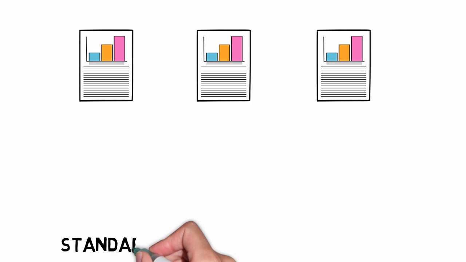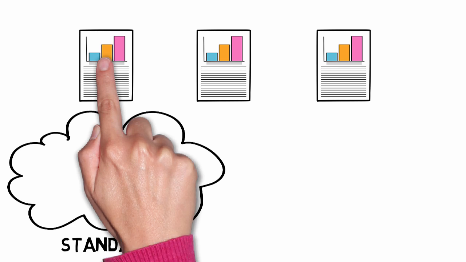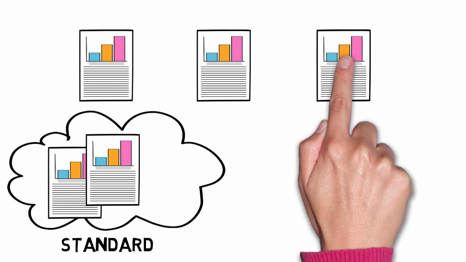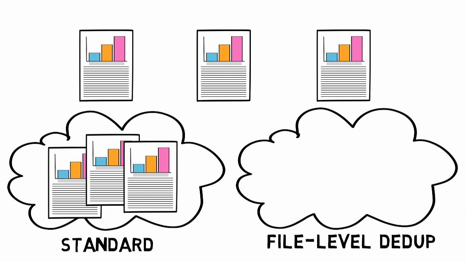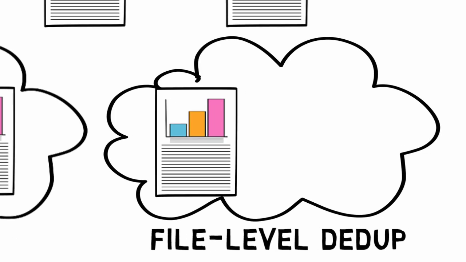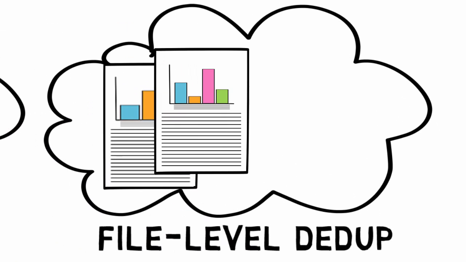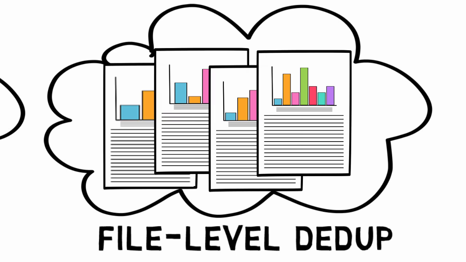If you're using a standard backup tool, that's a whole new set of identical files, and you'll back up every one of them. With file-level deduplication, you have one new unique file to back up. But the next time you make a change, you'll have another, and another, and another. You're still cluttering up your cloud storage with files that are practically identical.